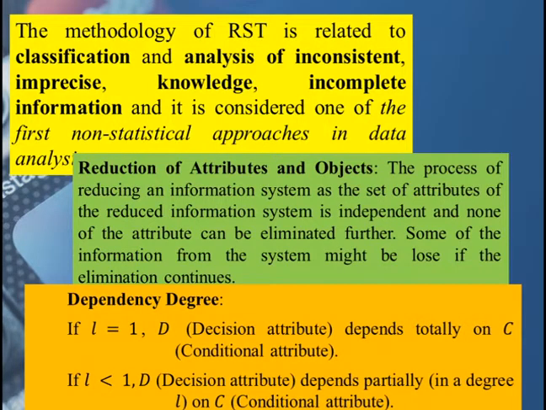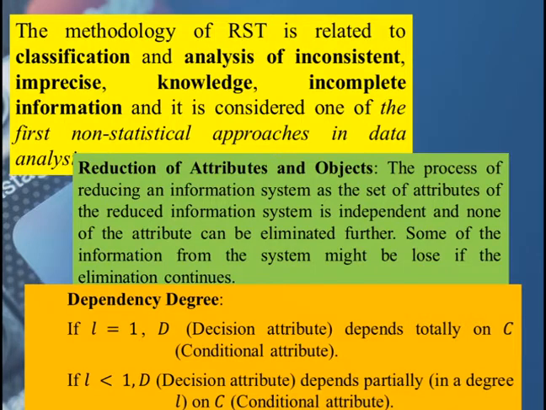Here we focus on two approximations by rough set. First is reduction of attribute and object, and the second one is dependency degree. If the dependency degree is equal to 1, it means that the decision attribute depends totally on C, the conditional attribute. But if the dependency degree is less than 1, it means that the decision attribute depends only partially on the conditional attribute.